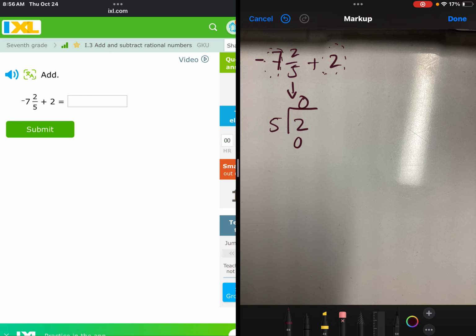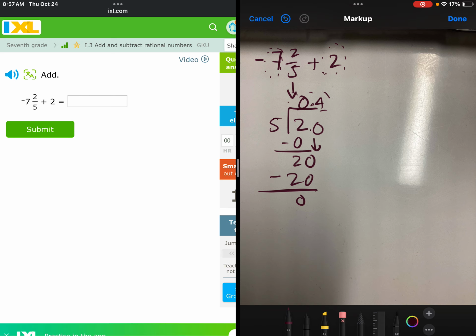What's 5 times 0? 0. Boom. Subtracting, we get 2. Good job. We can drop a number, so what do we add here? A 0. Good job. Now, asking, how many times can we fit the 5 into 20? 4 times. Point, don't forget about the point. What's 4 times 5? 20. Subtracting, we get 0. We're done. Okay? Now, we got a negative 7 and 0.4.